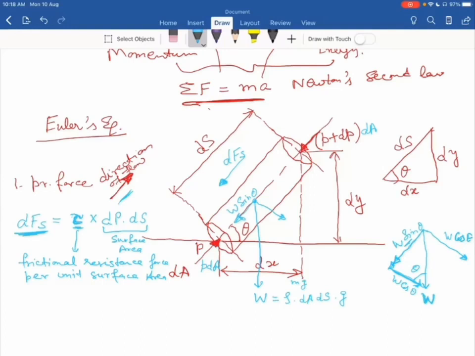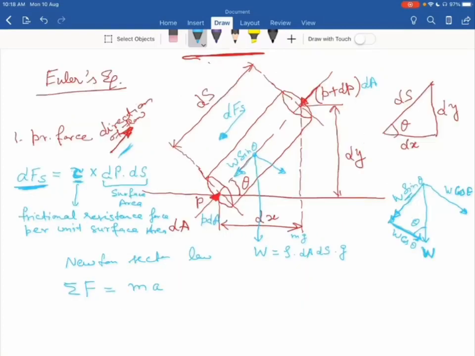ठीक है, so these are the various forces acting on this fluid element. Okay, now I apply here Newton's second law, that says the sum of forces acting on this element is equal to mass into acceleration. ठीक है, now I apply Newton's second law in the direction of flow. So the sum of forces in the direction of flow should be equal to the inertia force. Okay, so now I try to write the forces in the direction of flow.